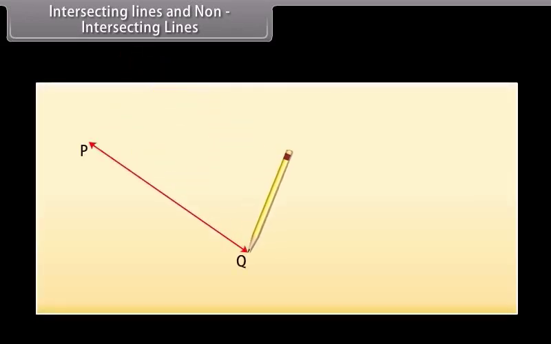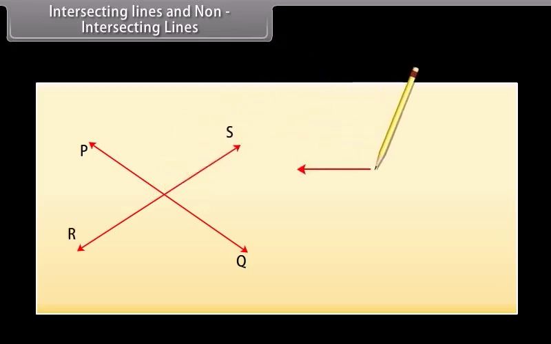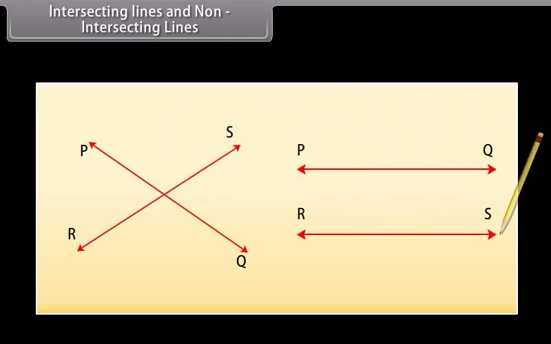Intersecting lines and non-intersecting lines. Now let us draw two different lines PQ and RS on a paper. We can draw it in this way also. We have seen that we can draw them in two different ways. These are intersecting lines and these are parallel lines.